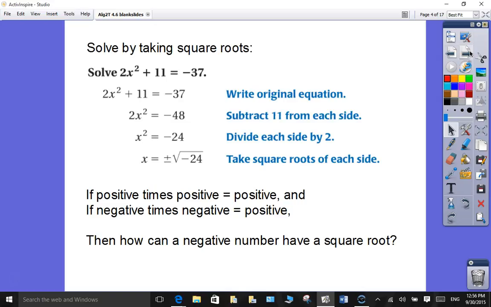So, if we were using calculators, sorry, we're not using them yet, but if you put that in, you're just going to get an error. Actually what it's going to say is non-real answer. It's not that there's not an answer, but there's not an answer that is a real number.